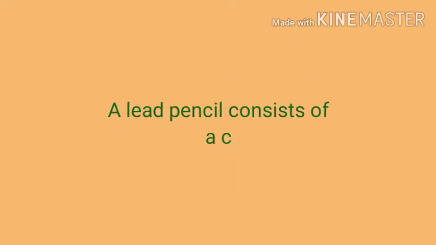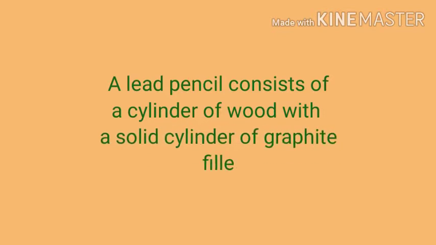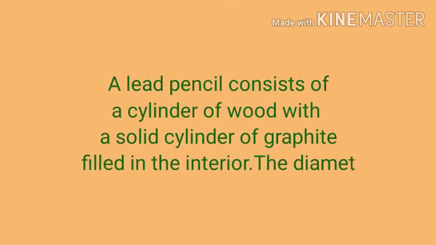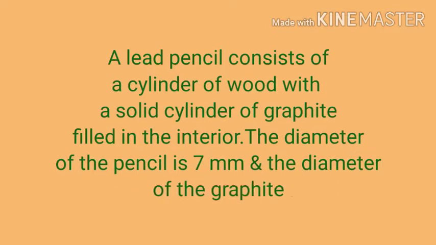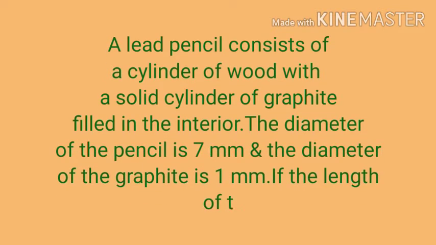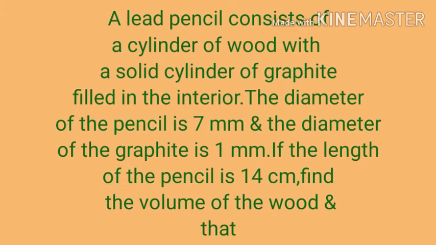Exercise 13.6 question number 7. A lead pencil consists of a cylinder of wood with a solid cylinder of graphite filled in the interior. The diameter of the pencil is 7 mm and the diameter of the graphite is 1 mm. If the length of the pencil is 14 cm, find the volume of the wood and that of the graphite.